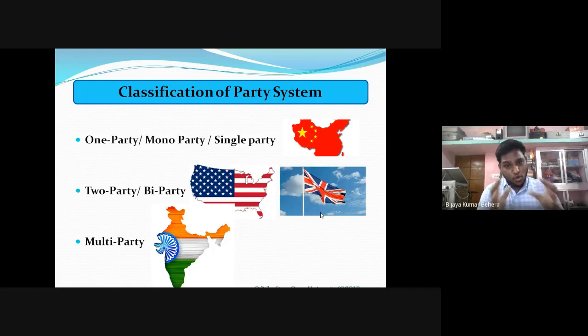And the next one is that the whole nation is divided into two rivalry groups. One is ruling and the other is opposed. So the nation is automatically divided into two parts, the ruling party and the opposition party. So these are the merits and demerits. Now we'll discuss the multi-party system.